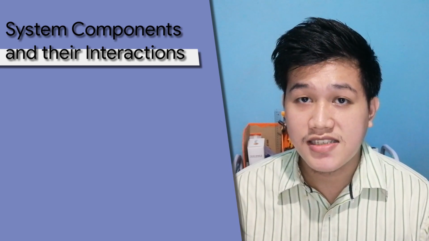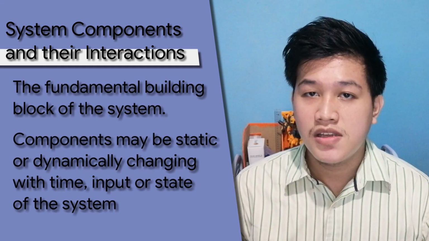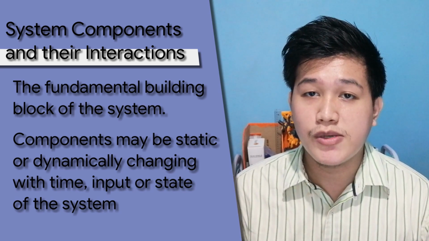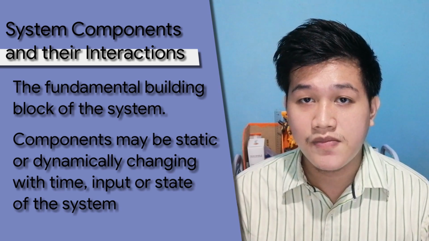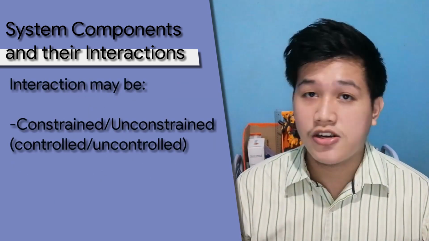Next up is the system components and their interactions. This is the fundamental building block of the system. These components can be static or dynamically changing with time, input, or the state of the system. Their interaction may be constrained or unconstrained, or controlled or uncontrolled.